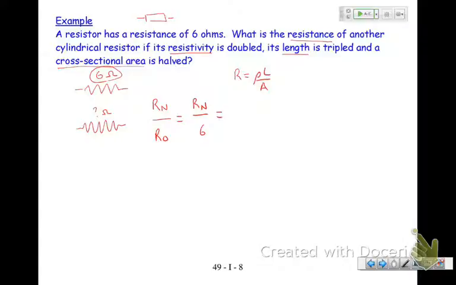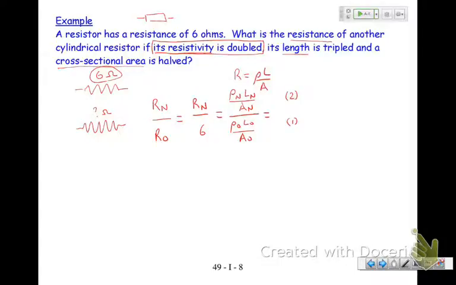And then I look at my expression and I'm going to go resistivity new times length new over area new, over resistivity old, length old, over area old. Now, I'm looking back up here and I say, well, I don't know what the resistivity is, and I don't know what it was, but I know it's twice as much now. Its resistivity is doubled. So this number here must be twice as big as that number there, and the easiest ratio is 2 to 1.